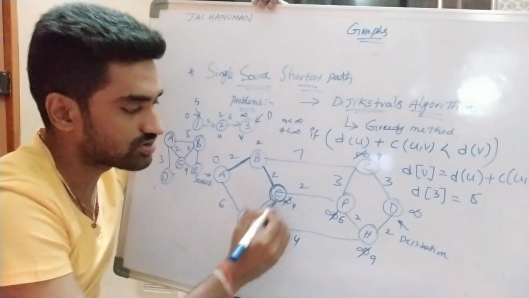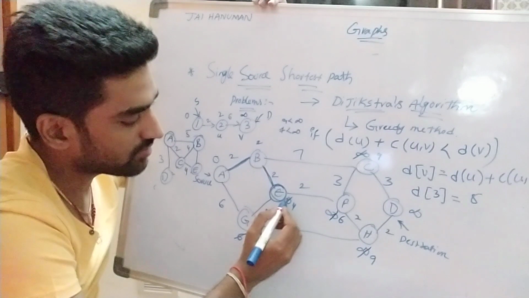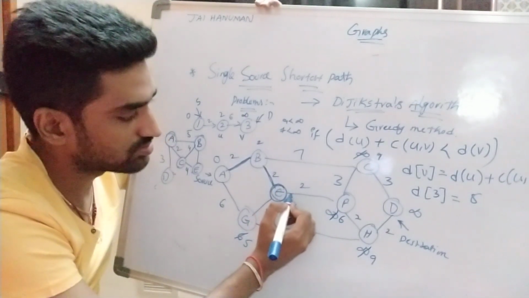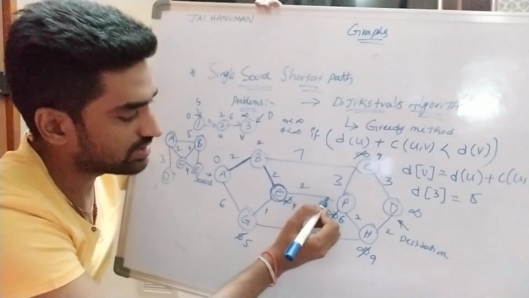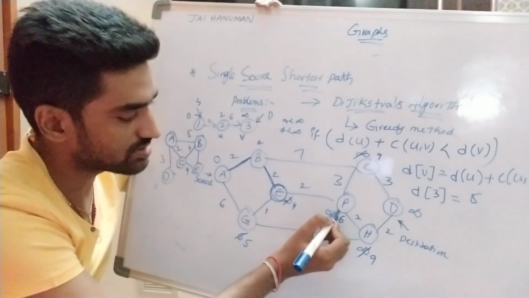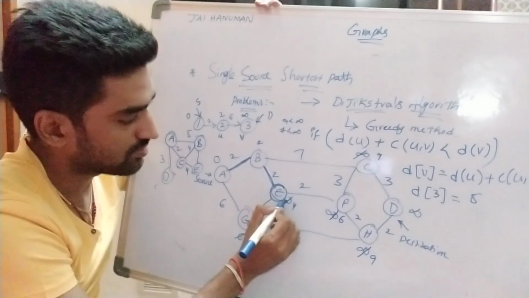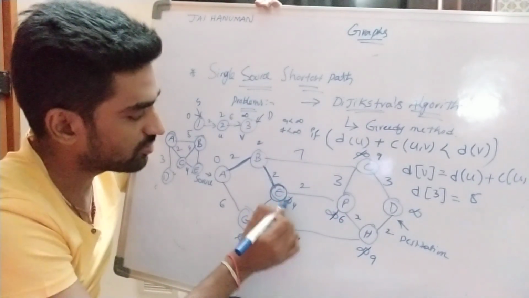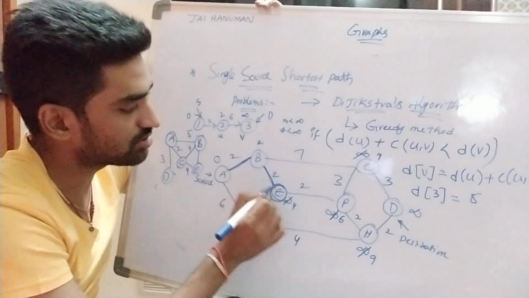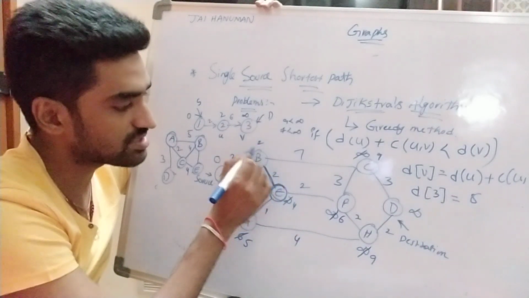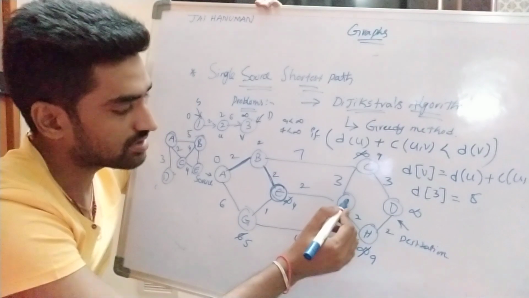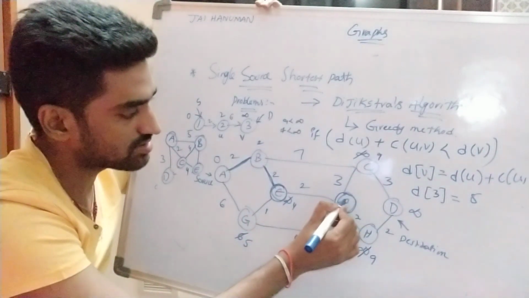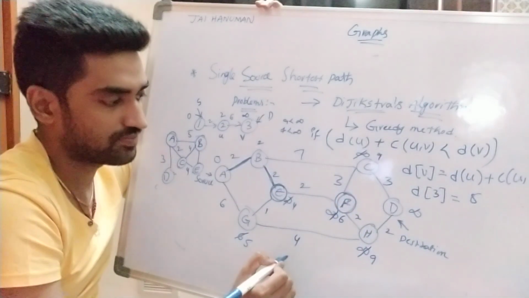Node E is chosen. So what are the possible vertices for this one? E to F. 4 plus 2 is 6. 6 is the same, so there is no need to update. 4 plus 2, 6, is less than 2? No, so there is no need to apply, because the condition is failure, right? So I am choosing vertex F.